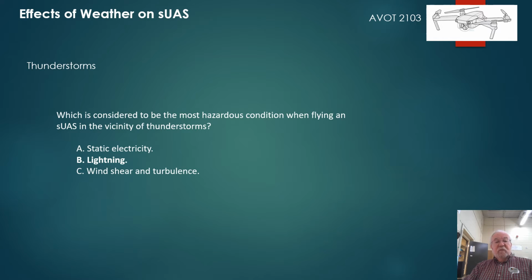Okay, here's another question. Which is considered to be the most hazardous condition when flying a UAS in the vicinity of a thunderstorm? It is, in fact, lightning. There are actually two considerations here. A lightning strike can cause damage to the aircraft, but also it can interrupt the electronics. Well, I guess there's a third. You could get struck by lightning, so that might be considered. But lightning is the answer to the question.